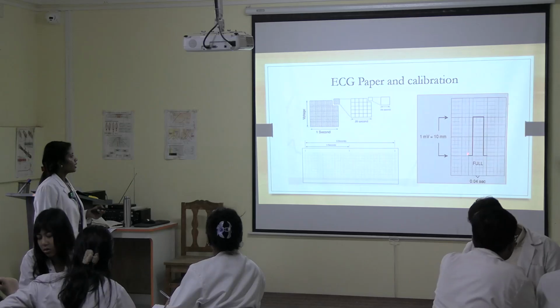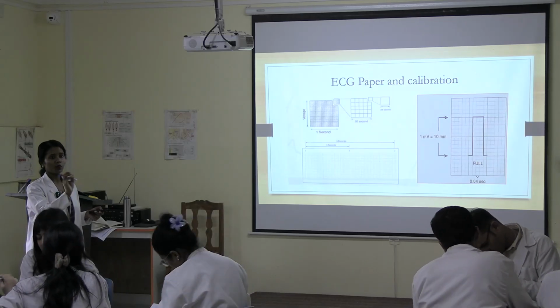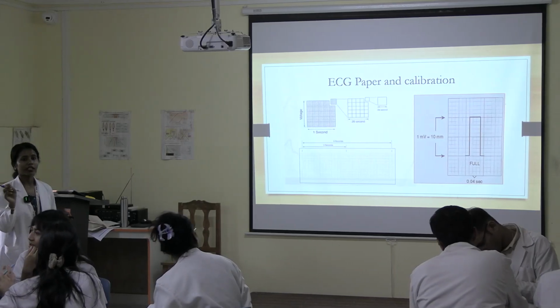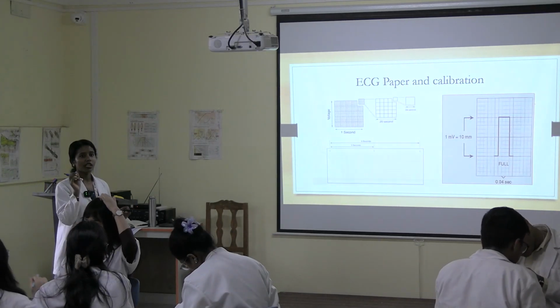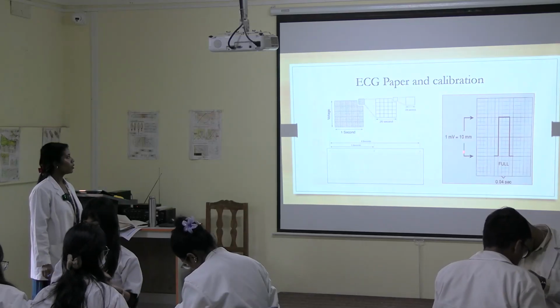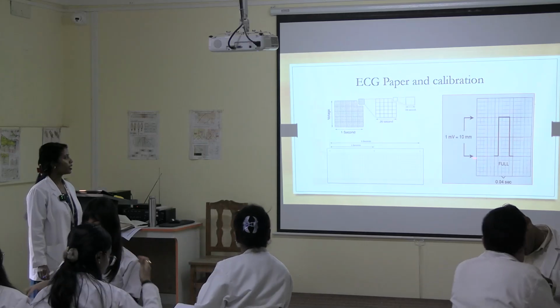Okay, so you can see there is one inverted U shape in your ECG. Before starting any lead, there is one inverted U shape. So that is called standardization. That is your 10. So what does it mean? 1 millivolt will give you 10 millimeter of amplitude. Okay, so that is the standardization.